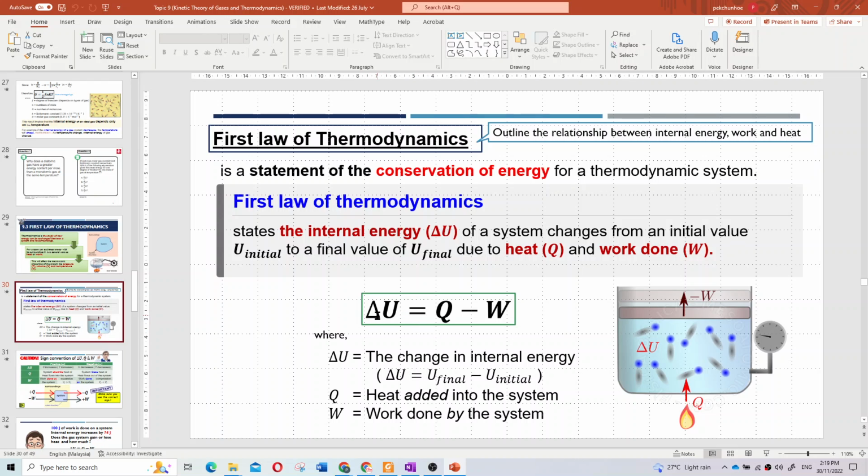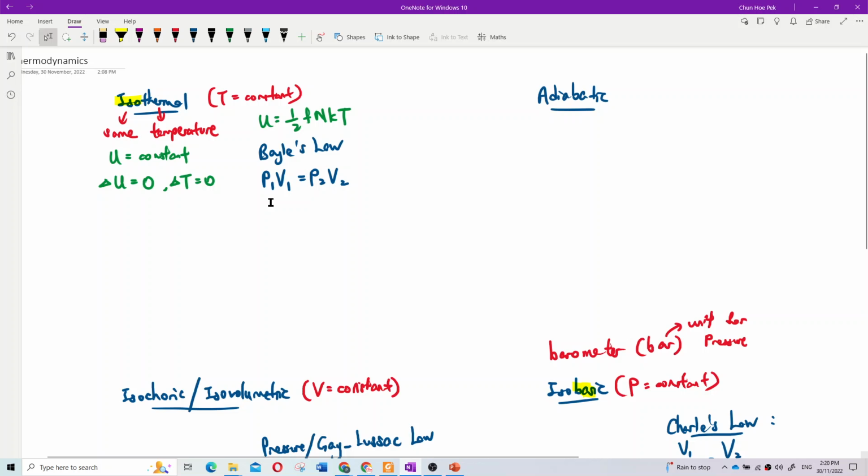Delta U is change of internal energy, and Q is heat flow, heat absorbed or heat released. W is work done, work done on the gas or work done by the gas. So you relate to this formula. The first law of thermodynamics is delta U equal to Q minus W.